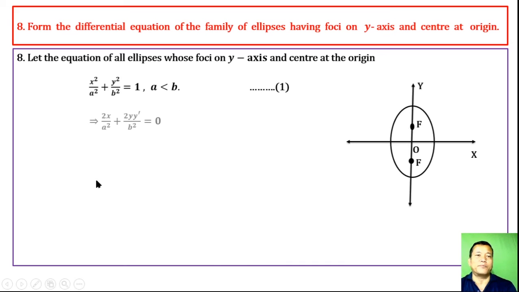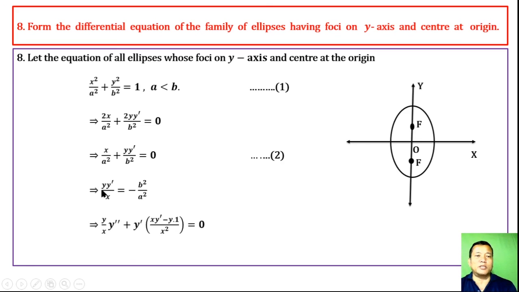Differentiating both sides with respect to x, we get this, and dividing by 2 we get equation 2. Again differentiating equation 2 with respect to x, we get this, and solving equation 2 and differentiating again with respect to x we get this. Simplifying, x y double dash plus x y dash whole square minus y dash equal to 0. This is the required differential equation of the family of ellipses having foci on the y-axis and centered at the origin.